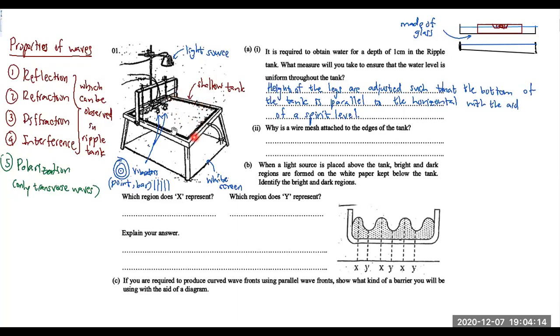So the purpose of using wire meshes at the edges: what I have drawn here is incorrect. We don't maintain the boundaries like this. If the boundaries are like this, then the waves can reflect. Instead of that, we make boundaries like this, sloped, so that waves cannot reflect off this surface. So they use wire meshes, which will prevent the reflection of waves off the boundary. So you can say for this answer: to prevent the reflection of waves off the boundary.